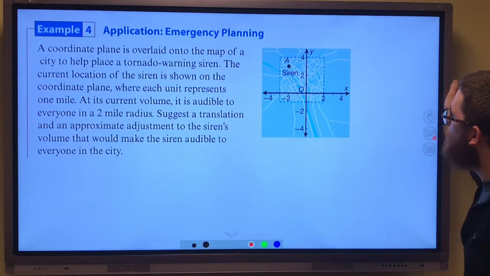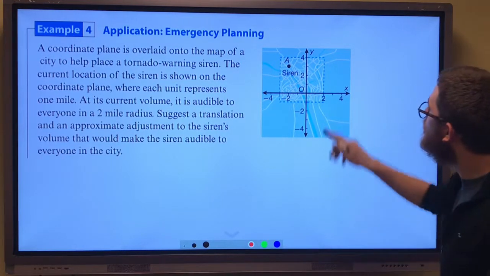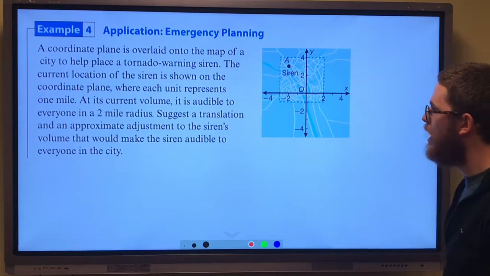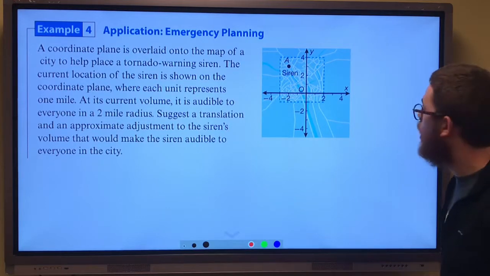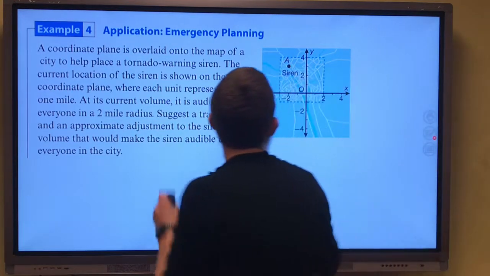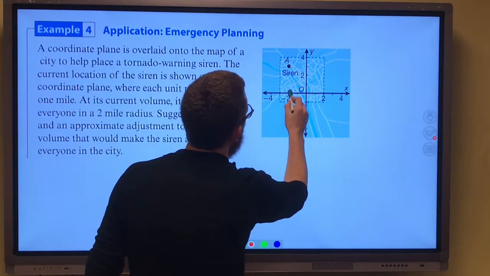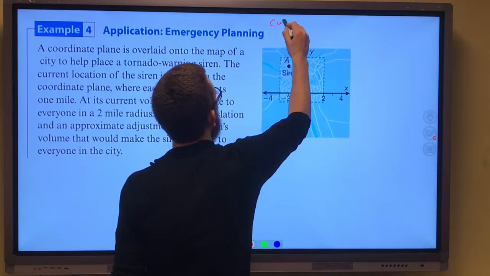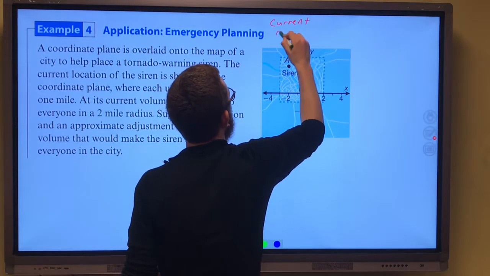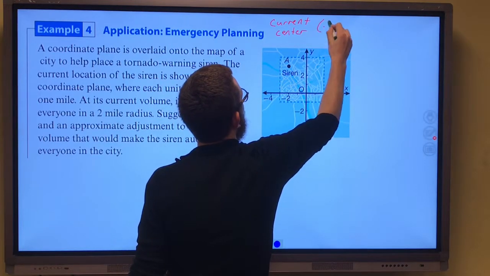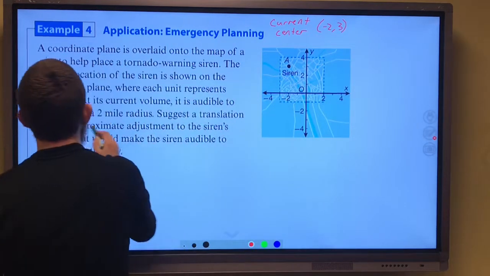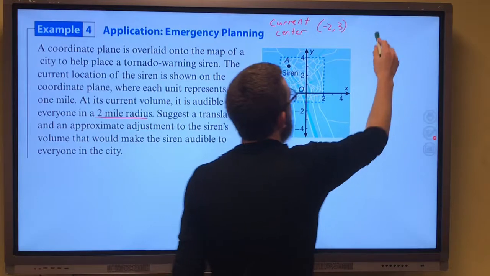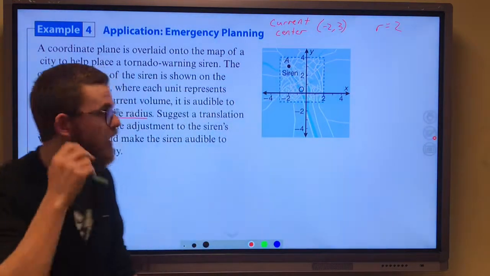Well, if we look at this, we want to center this so that our circle overlaps as many people in the city as possible. Okay, so we need to find the center of this. Currently, it looks like it is at -2, 3, and the radius, which I don't think we're going to be able to change. We can't just say buy a better siren, but the radius is 2. I think it's going to stay at 2.